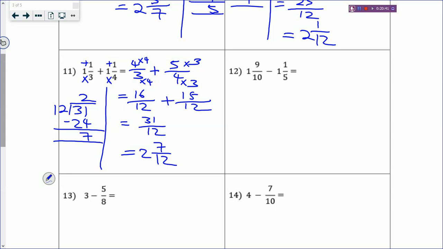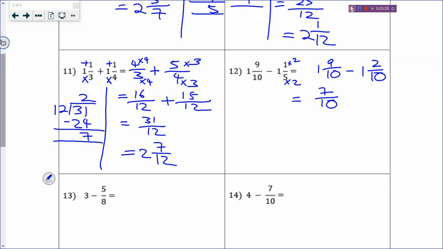Alright, next one. Now, 1 and 9 over 10 minus 1 and 1/5. Do I need to change it into improper? Well, sometimes you don't need to if you think it's quite simple, like 5 times 2 and 1 times 2. So you have 1 and 9 over 10 minus 1 and 2 over 10. Sometimes you do not have to change into improper fractions, because you can also do it this way. You can take the mixed number and minus another mixed number. So 1 whole minus 1 whole gives you nothing. 9 minus 2 will be 7 out of 10. Alright, and that is your answer. If you don't want to change it into improper, you can also do it this way.